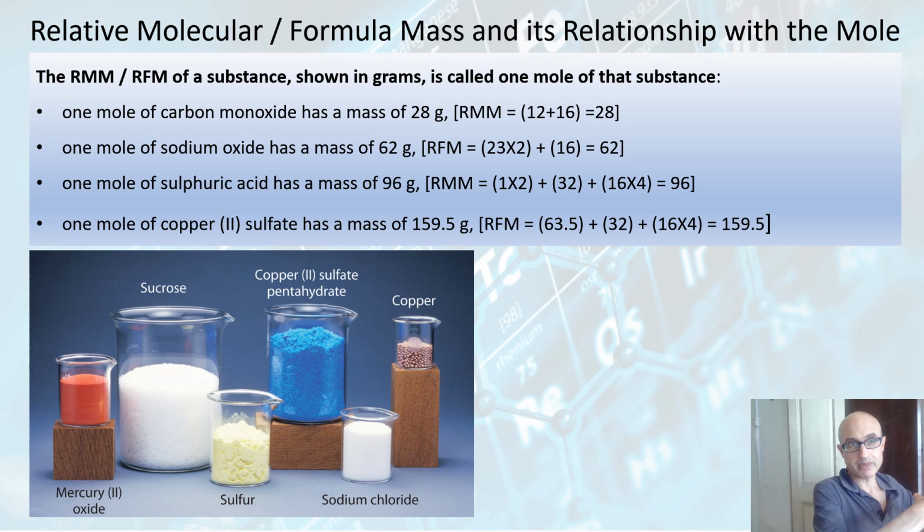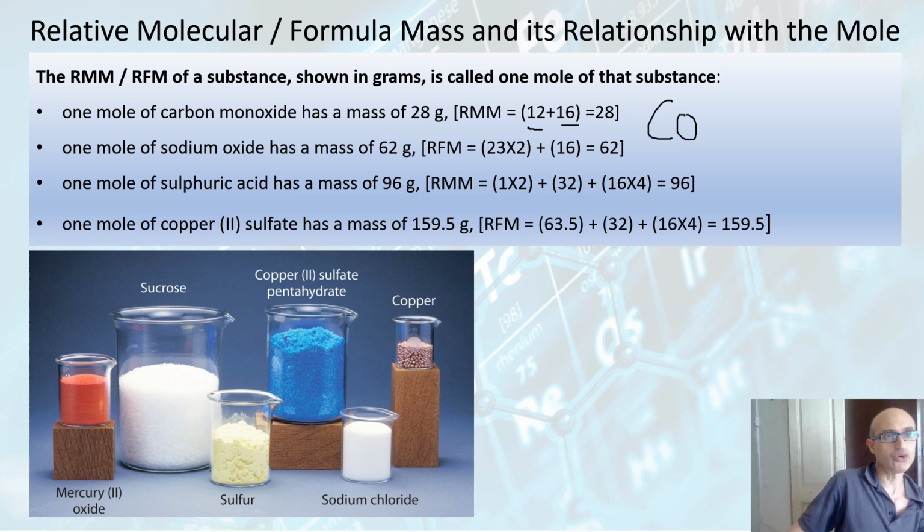Find out the RMM. The RMM is found by simply adding together the relative atomic masses, okay? So to help you out with this, the relative atomic mass of carbon is 12 and the relative atomic mass of oxygen is 16. Notice 12 is just once, 16 is just once, because in the formula carbon monoxide there is just 1 atom of carbon, 1 atom of oxygen. So the relative molecular mass is 28. Then all I have to do is to express that in grams, as I've done there, and there we have the mass of 1 mole of carbon monoxide molecules.